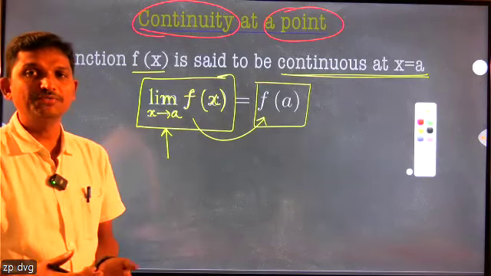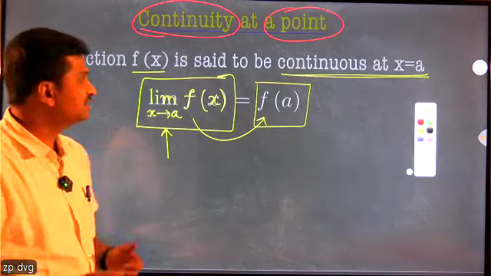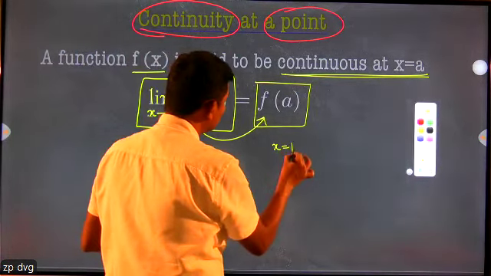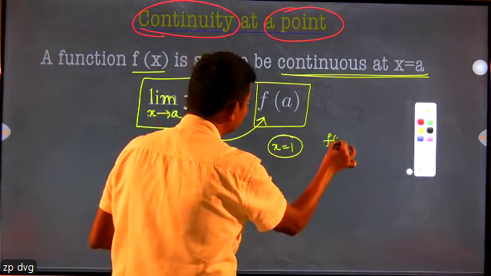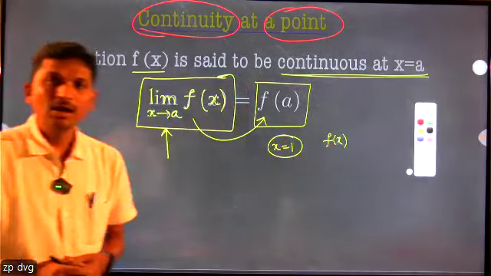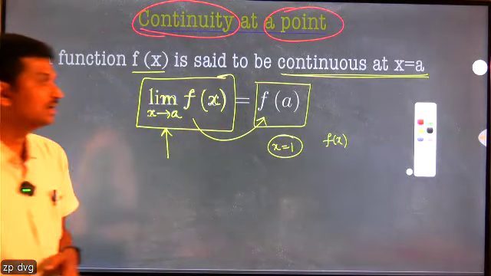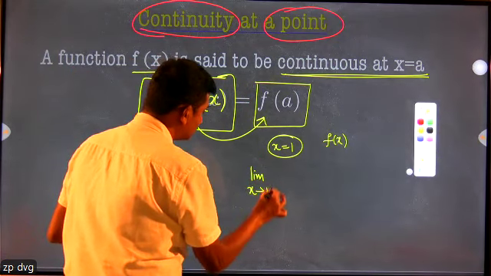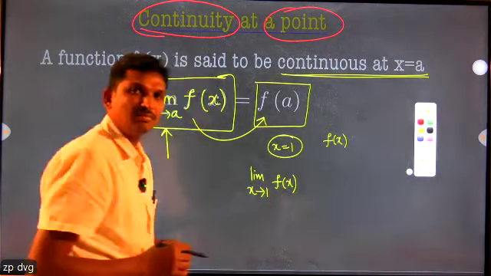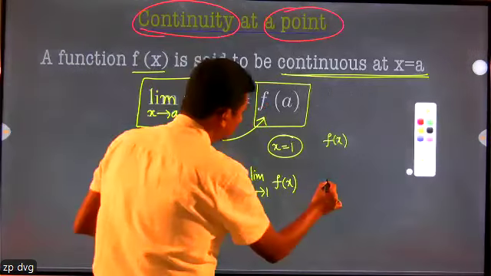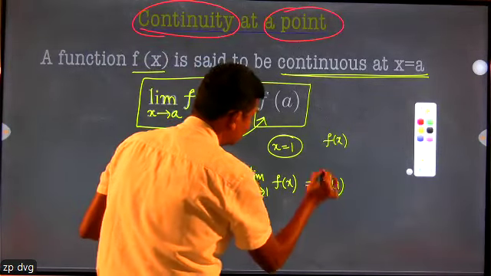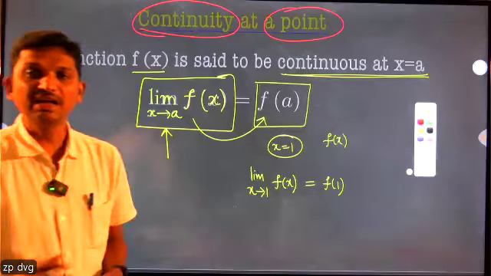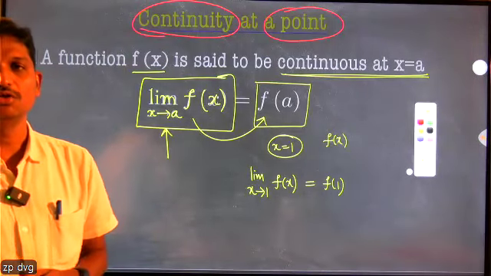This is the mathematical definition of continuity at a point. When we say the function f of x is continuous at x equal to 1, how will you check the continuity at x equal to 1? To check the continuity at x equal to 1, first we will calculate the limit as x approaches 1 of f of x. Next, we will calculate f of 1. Next, we will check whether those two are equal or not. If the limit as x tends to 1 of f of x equals f of 1, then we say that the function is continuous at x equal to 1, right?